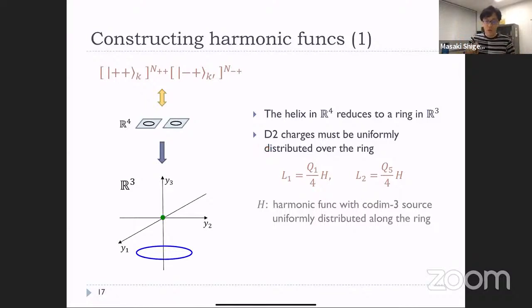And okay, so what is the harmonic function? So we want to construct the harmonic functions that describe this situation. And the first thing is easy. So D2 brane charges, or the D1, D5 brane charges, they must be uniformly distributed over the ring. So you have to have a constant distribution of D1 and D5 charges. So it can be written like this, where L1, H2 are harmonic functions that correspond to these D2 brane charges. And this H is a harmonic function with codimension 3 source uniformly distributed along the ring. So if you introduce such a thing, you can do it.